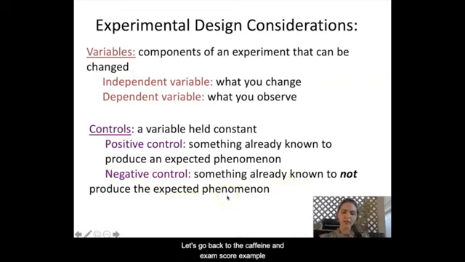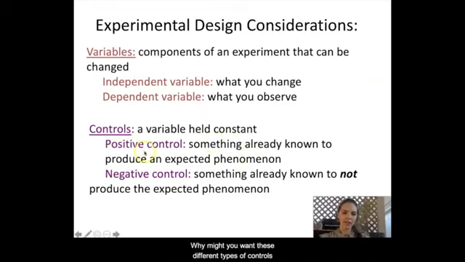Okay, so let's go back to the caffeine and exam score example. In this case, the negative control might be a group of students where you don't give them any caffeine. So it's a group where you don't expect them to have any change in their usual exam scores, right? And this is actually what you're really comparing your main test group to, is this negative control. The positive control in this example is a little bit trickier, right? Maybe in this case, you have another group of students where you study with them before they take the test, because studying or practicing is already known to produce better test scores.